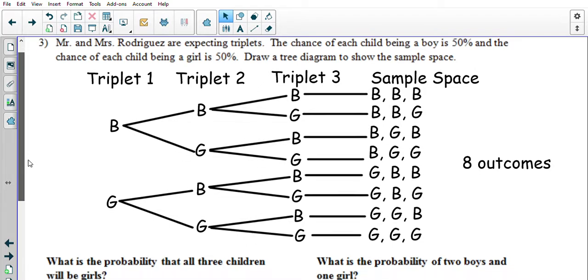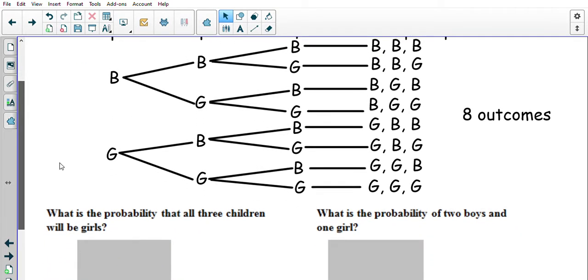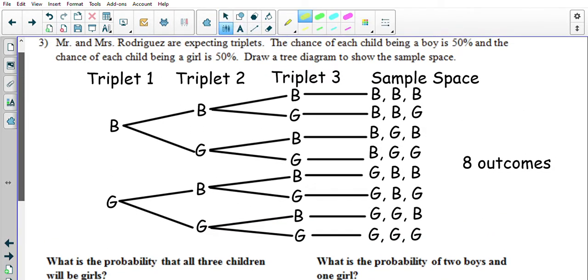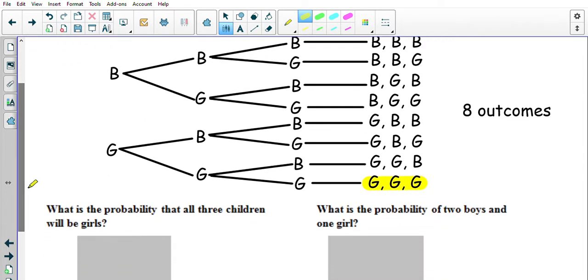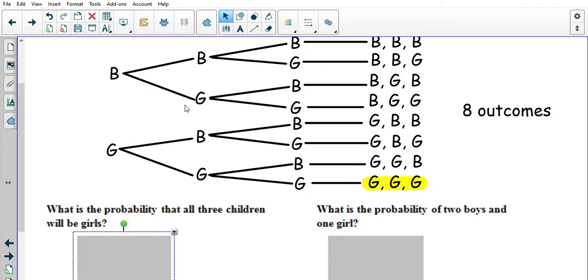So down below it says, what is the probability that all 3 children will be girls? Well, I'll highlight that outcome in yellow. There is only one possible outcome, kind of like in the last question, what's the chance of all 3 coins landing on heads or tails? Well, it's just going to be 1 out of 8, which is 12.5%.